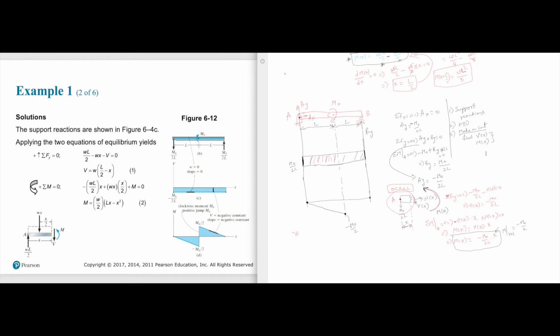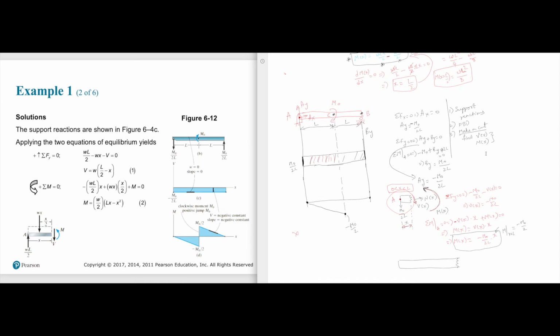Then this is done for A to C. What about from C to B? What about from here to there? Make a cut again between C and B and draw that part of it. That means we have to make a cut between C and B. What happens when you make a cut between C and B?